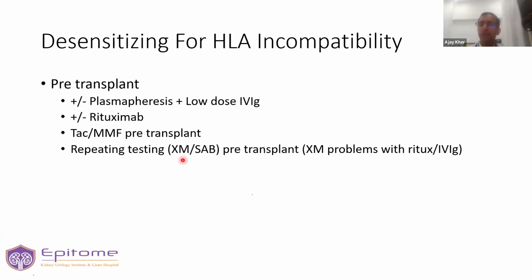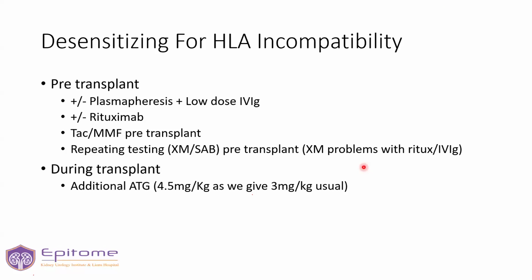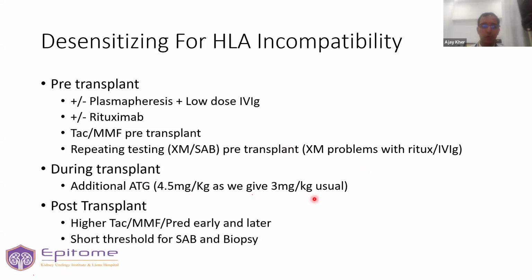All of those would be critical depending on how high the antibody is and what your plan is. Making sure that you don't do a cross match after you've given Ritux is critical, because then your B cell flow is almost 100% going to be positive. During the transplant, give more ATG, up to 4.5 mg per kg is what I usually give compared to my usual 3 mg per kg, but you may even need to consider higher doses.